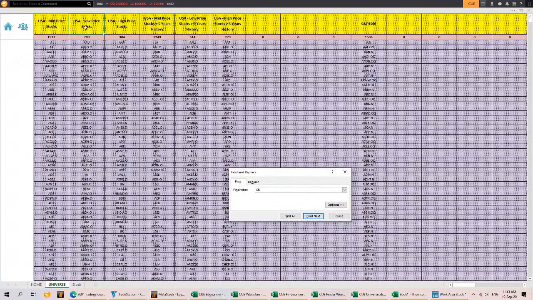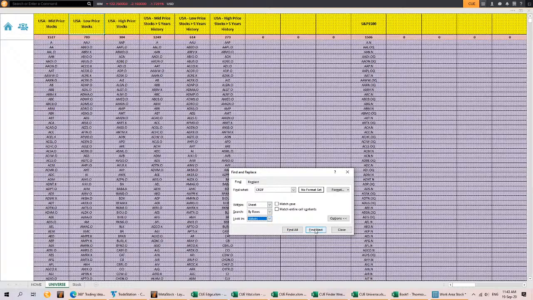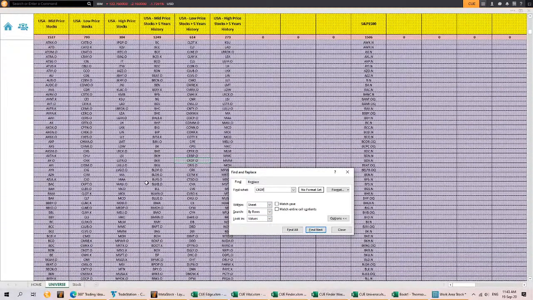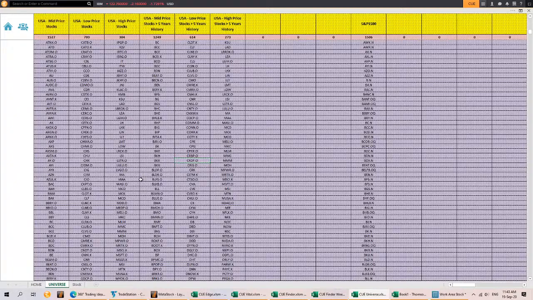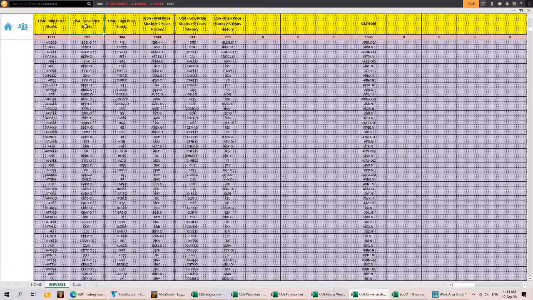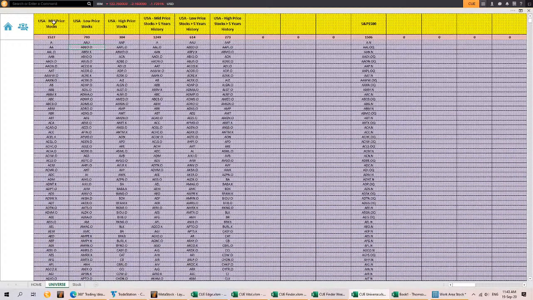Was it this stock? Let me make sure it was in my list here. CRDF, search by value. Did it find CRDF? Yes, CRDF is in my list here. So I found a trading candidate this week using this technique, but let's try to apply it on Friday first. And you may ask me, do you prefer mid price, low price or high price stocks? If you don't say anything, let me choose mid price stocks.